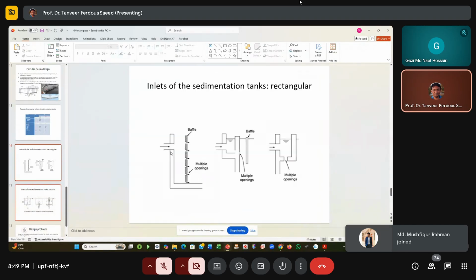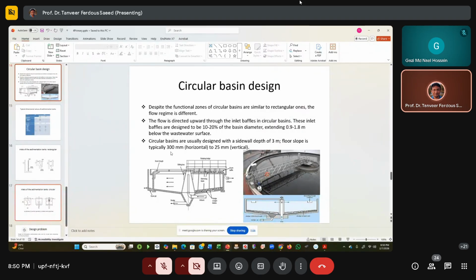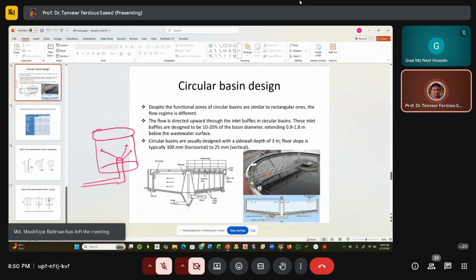Now, I want to talk about another sedimentation type, that is circular. So far we talked about rectangular. Now we will talk about the circular sedimentation type. Actually, the main concepts or principles are the same, but there are some major differences we will see. For example, this is a circular sedimentation tank. I am not good at drawing, maybe I draw it as cylindrical. Okay. So in a circular sedimentation tank, what will happen? Flow will be distributed radially, that means in the direction of the radius.